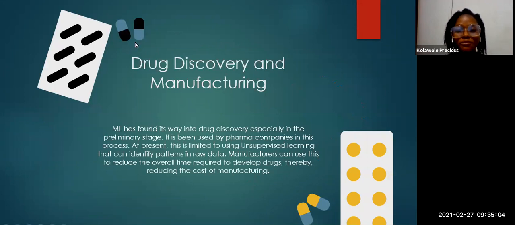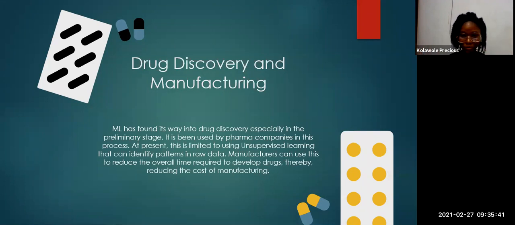Okay, this is the application of machine learning in drug discovery and manufacturing. Machine learning has been able to find its way into different sectors, and this drug discovery section is not left behind. Machine learning has found its way into drug discovery, especially in the preliminary stage, and it is being used by pharmaceutical companies. At present, this is still limited to unsupervised machine learning.